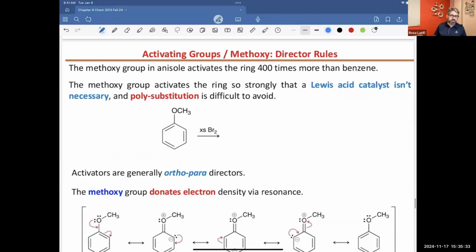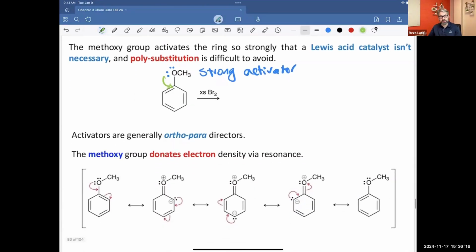Okay. Now, if you replace a weak activator like CH3 by OCH3, because oxygen has 2 lone pairs, that's going to be a strong activator. The reaction is going to be way faster than with benzene or toluene because it has the lone pair. Not only through the induction effect, it can stabilize the positive charge, it can share the lone pairs with the ring, and that's going to stabilize the positive charge on the ring.